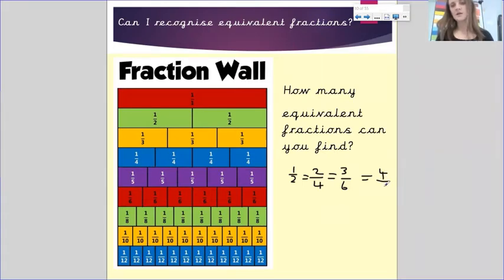So how many equivalent fractions, and they don't necessarily have to equal 1/2. Are there some that equal 1/3? Are there some that equal 1/4? So pause the video now and see how many equivalent fractions you can write down.